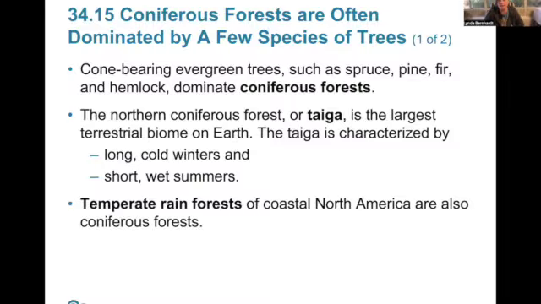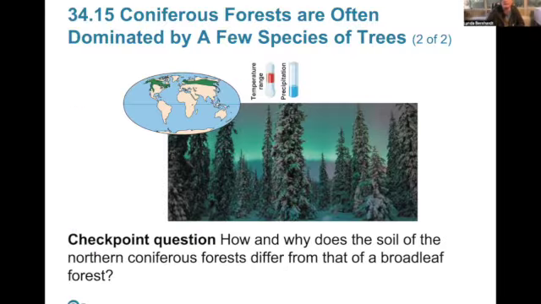These cone bearing. Oh, there's the word taiga. I remember that. I just put it in the wrong spot. Taiga is characterized by long, cold winters, short, wet summers. Temperate rainforests of coastal North America are also these. So, how and why does the soil of the northern coniferous forest differ from that of the broadleaf forest?